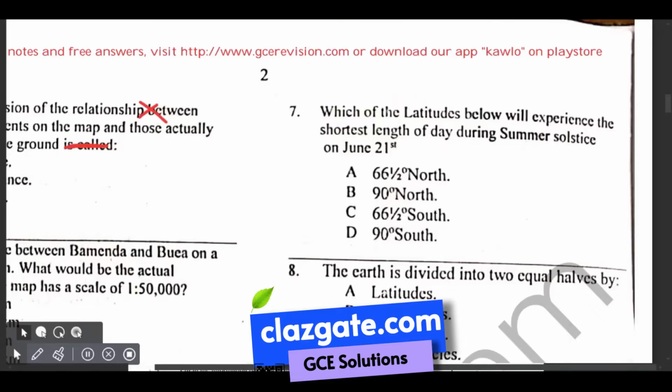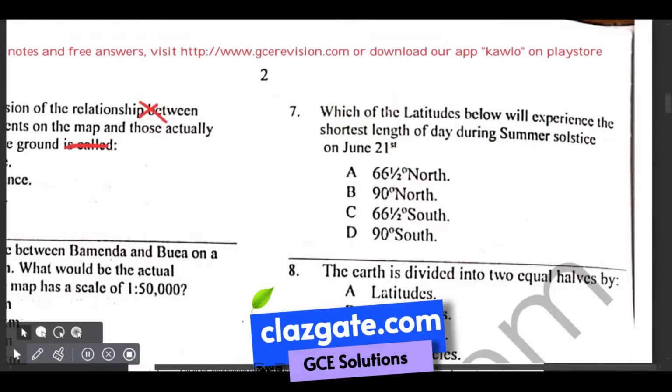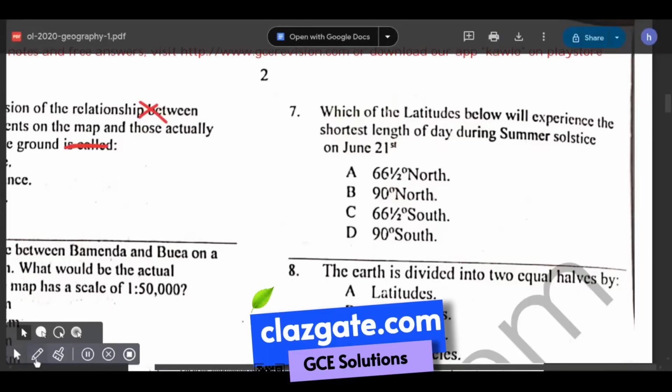The answer is C, 66.5 degrees south, because during the summer solstice, the northern hemisphere, that's on the 21st of June, the north pole is tilted towards the sun and the south pole is tilted away from the sun. This means that the places in the southern hemisphere will experience shorter days and longer nights. The farther south you go, the shorter the day will be. So for question number 7, our answer is C.